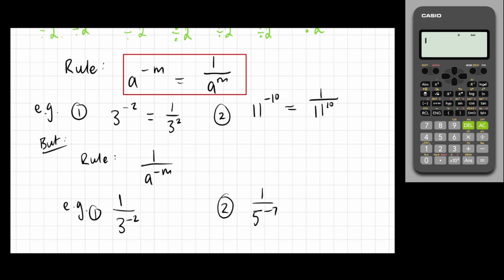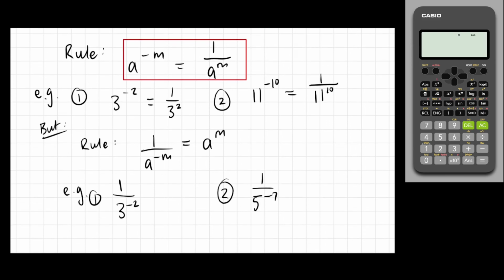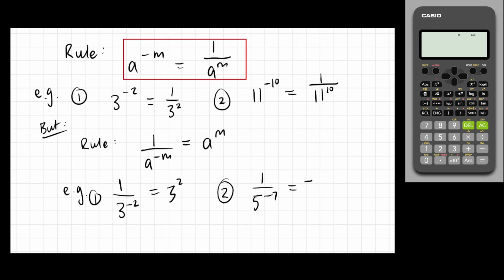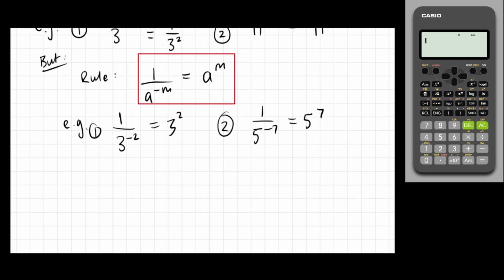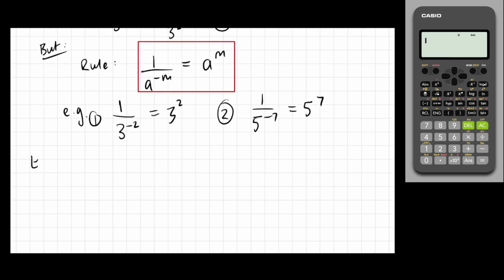So to swap this one around, our rule says, well, if it's on the bottom this time, we're just going to leave it by itself and put the n like that, okay? So this one would just become 3 to the power of 2, and this one would just become 5 to the power of 7, okay? So these are our two rules that we're going to be focusing on for this particular lesson. So let's have a look at some examples of this in action.